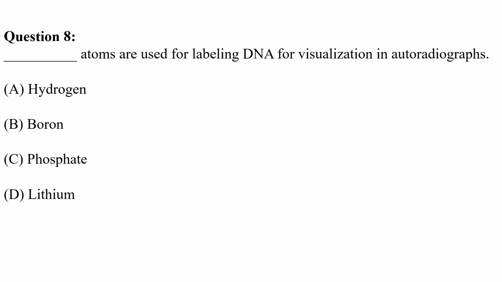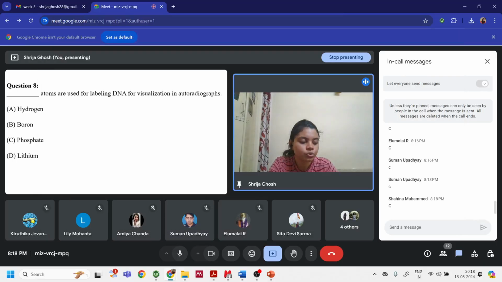Moving on to the next question, question number 8. Dash atoms are used for labeling DNA for visualization in autoradiographs. Option A, hydrogen. Option B, boron. Option C, phosphate. And option D, lithium. Which atom is used for labeling DNA for visualization in autoradiographs?